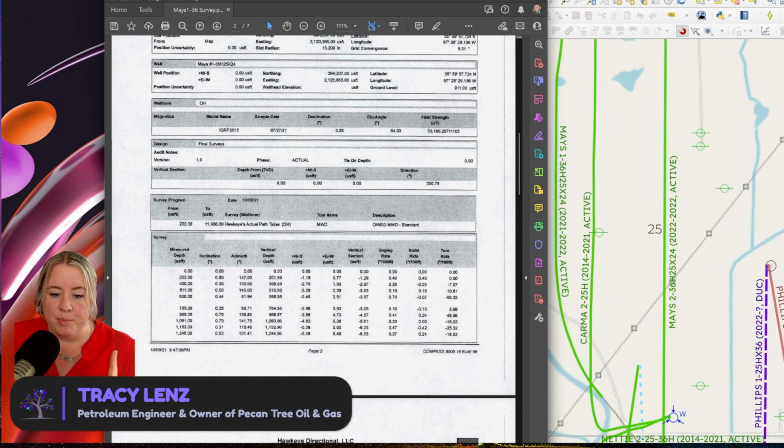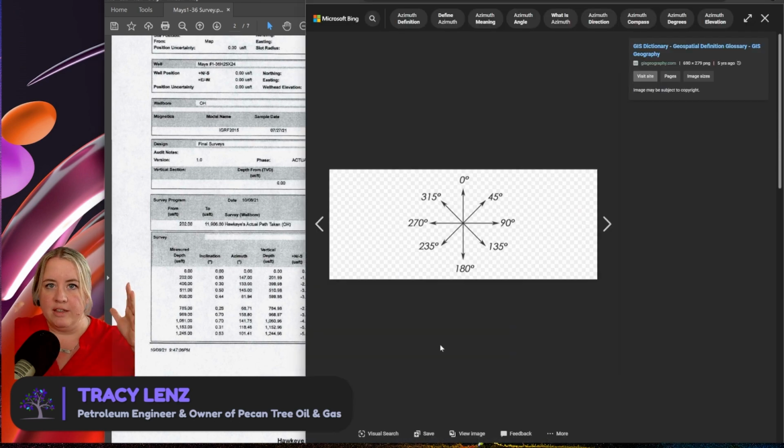So then azimuth, I pulled up this graphic for azimuth to help explain it. If you were to be looking bird's eye view down onto the ground, if 0 degrees was north, the degrees azimuth is which direction it's going. If it's 0 degrees, that means they're headed north. And if it's 180 degrees, that means they're headed south.